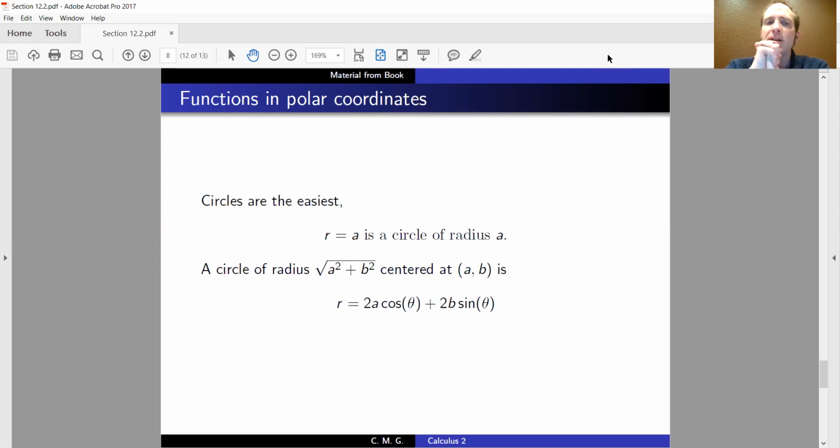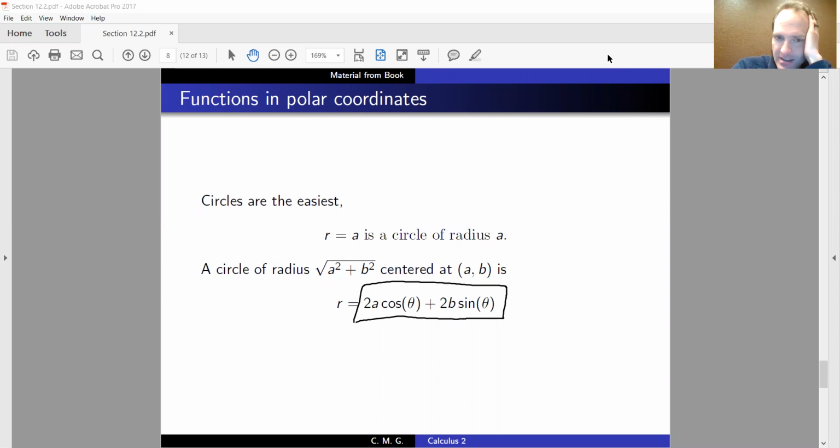So how do we describe functions in polar coordinates? Functions in polar coordinates are basically, like I said, r equals some function of theta. So r equals something with theta in it. Circles are the easiest things to describe. A circle centered at the origin of radius a is just r equals a. So this is great. A circle that's not centered at 0, 0 is a little harder, not terribly bad though. It's just 2a cosine theta plus 2b sine theta.